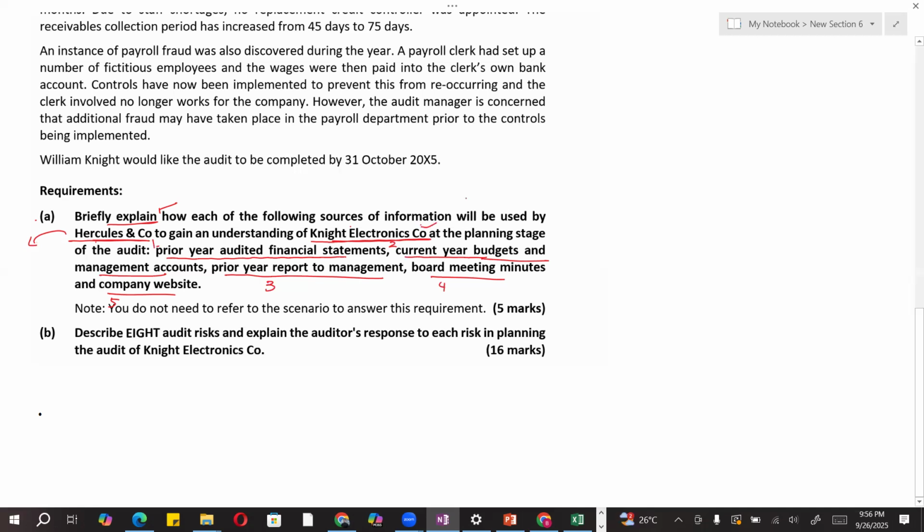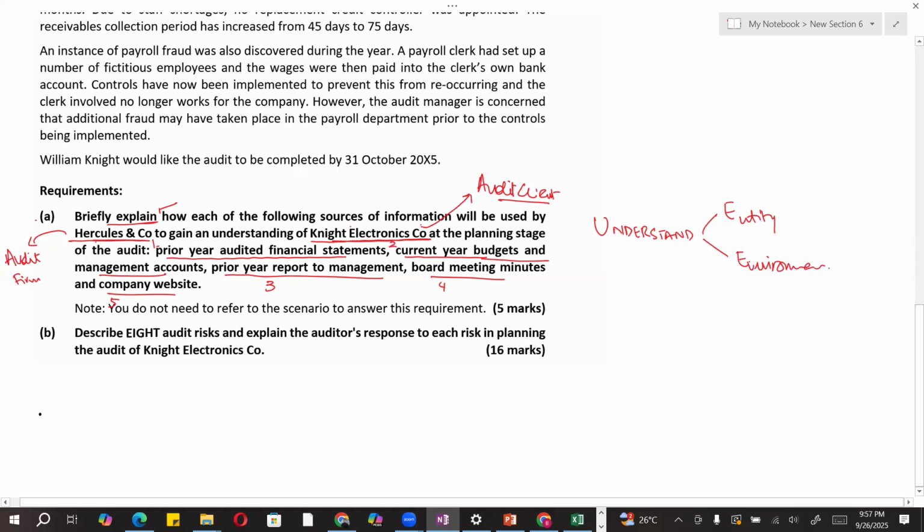Now, based on the information that we have been provided, we can see that Hercules and Co. is the audit firm, while Knight Electronics Co. is the audit client. So, ISA 315 states that you need to understand the entity, you need to understand the environment, and you need to understand a client's controls.